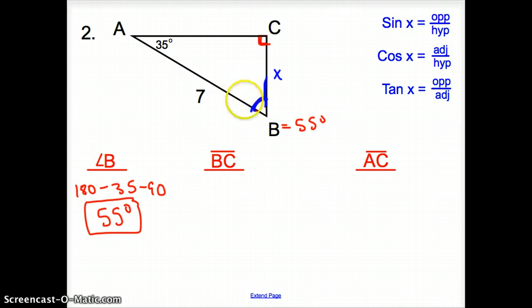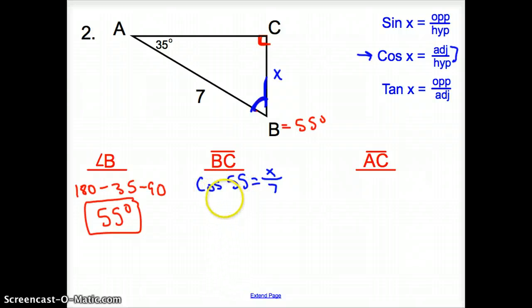And what other number do we know? We know the hypotenuse. So what gives me adjacent and hypotenuse? Well, cosine is going to give me adjacent and hypotenuse. So I'm going to say cosine of 55 is going to equal, cosine is adjacent, which is X, the side we are looking for, which is a good thing, over the hypotenuse. Hypotenuse is 7.